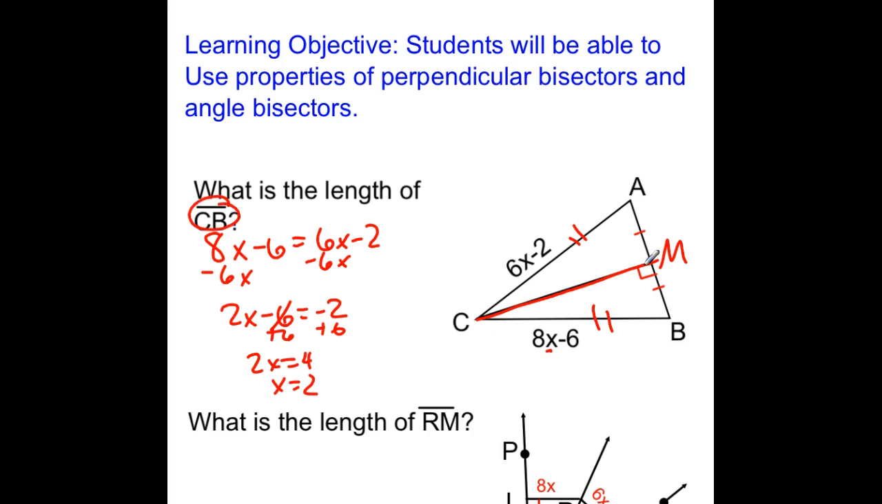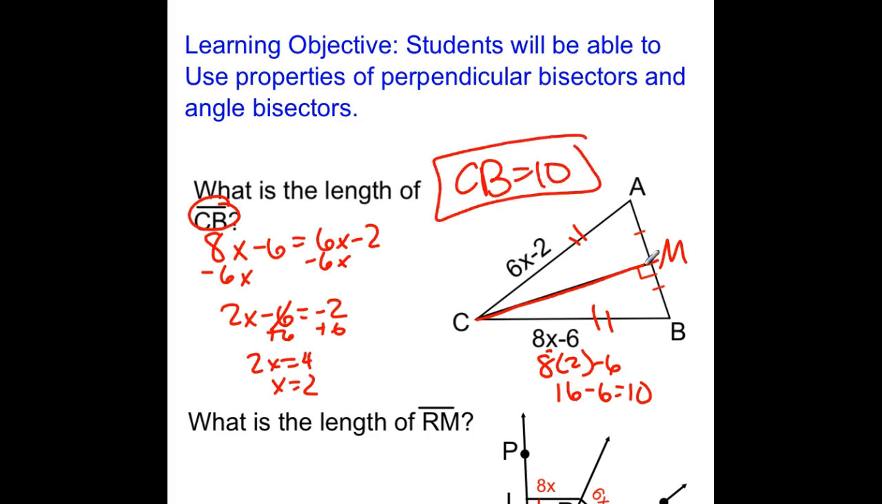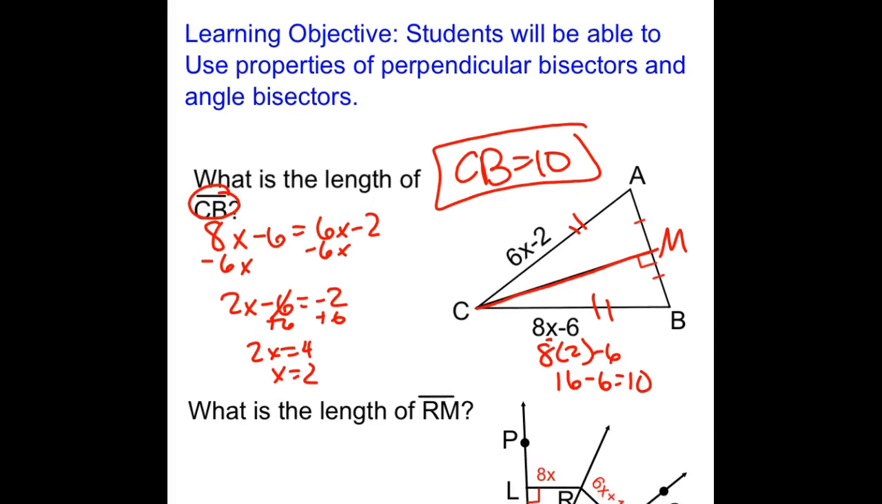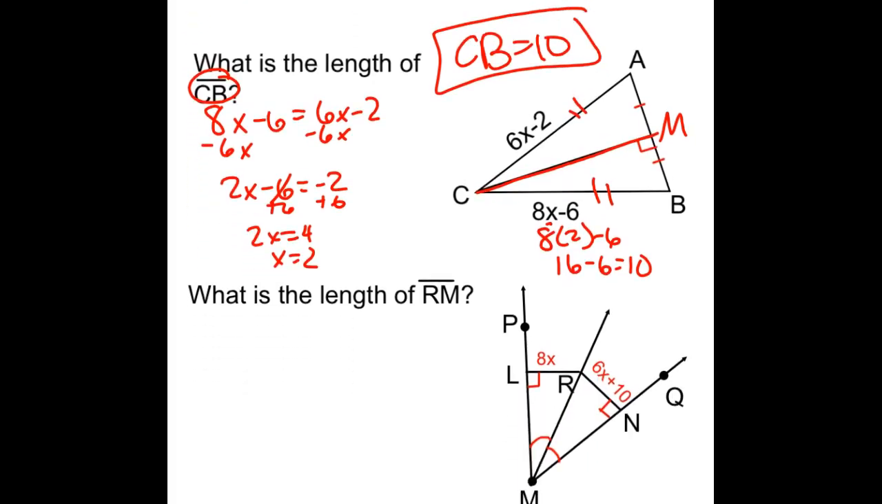So I go take that 2, plug it in. 8 times 2 minus 6. That's 16 minus 6, which is 10. CB equals 10. So it's kind of some of these relationships going on. On this next one, they use it a little bit differently.